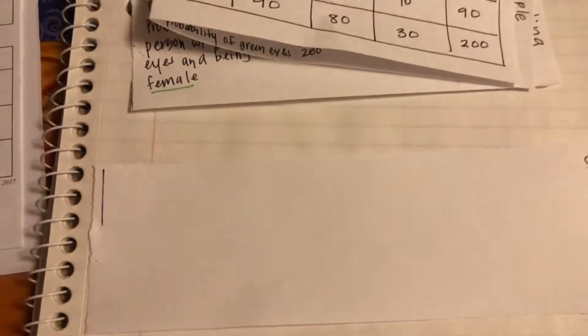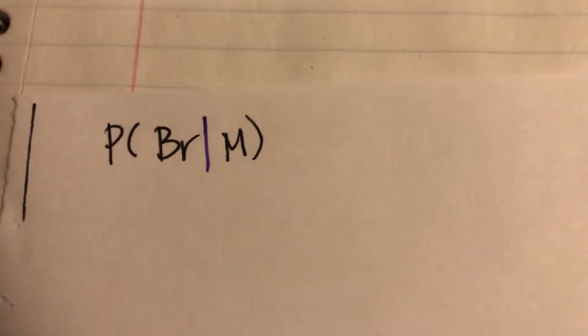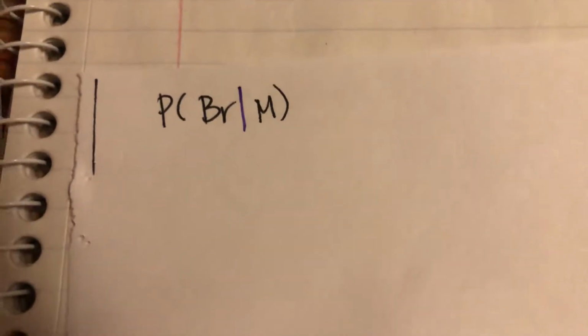And last but not least, we have conditional probability. And for conditional probability, that's where we have that lovely bar, okay? And we are going to do something with our little handy dandy chart that looks like this. The probability of brown eyes given that it's a male, okay? So we have to make sure, I don't know if you guys can see that, but it's purple. Right? Brown eyes given that it's male.